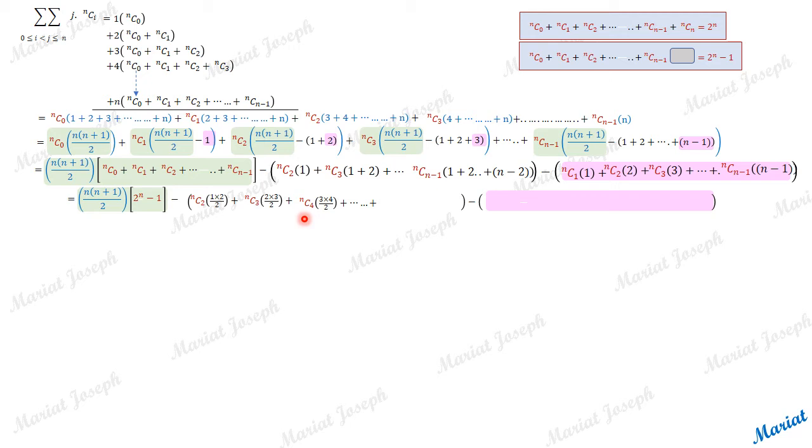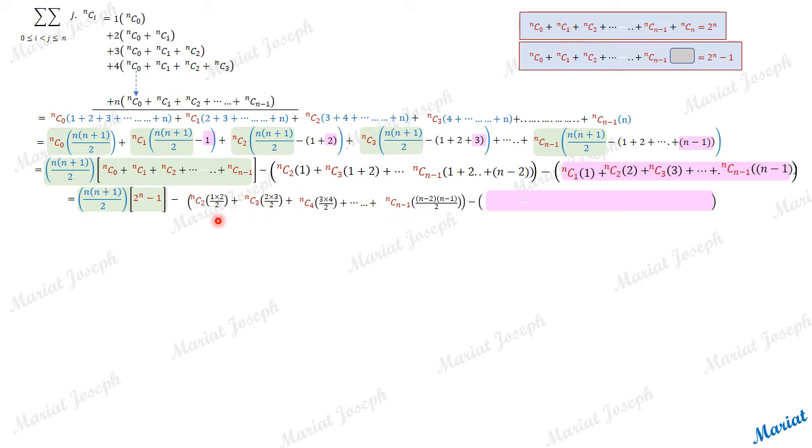Next would be 1 plus 2 plus 3. 1 plus 2 plus 3 is 3 by 2 into 3 plus 1 by 2. Here it is. Similarly, the last one will be nCn minus 1 into the summation of n minus 2 terms. So n minus 2 by 2 into n minus 2 plus 1, using the formula first term plus last term in the Sn formula.